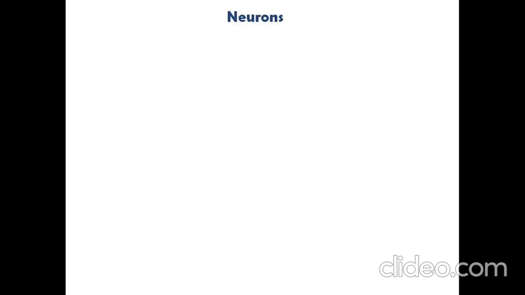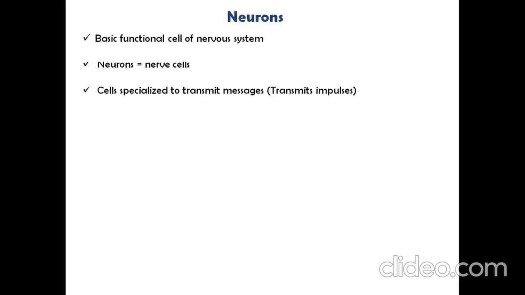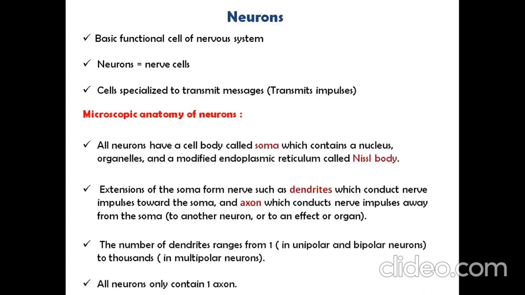First one is the neuron. The neuron is the structural and functional unit of the nervous system. They are specialized cells that transmit messages or electrical impulses. Now the microscopy of the neuron. All neurons have a cell body, called the soma, which contains the nucleus, organelles and a modified endoplasmic reticulum called the Nissl body.